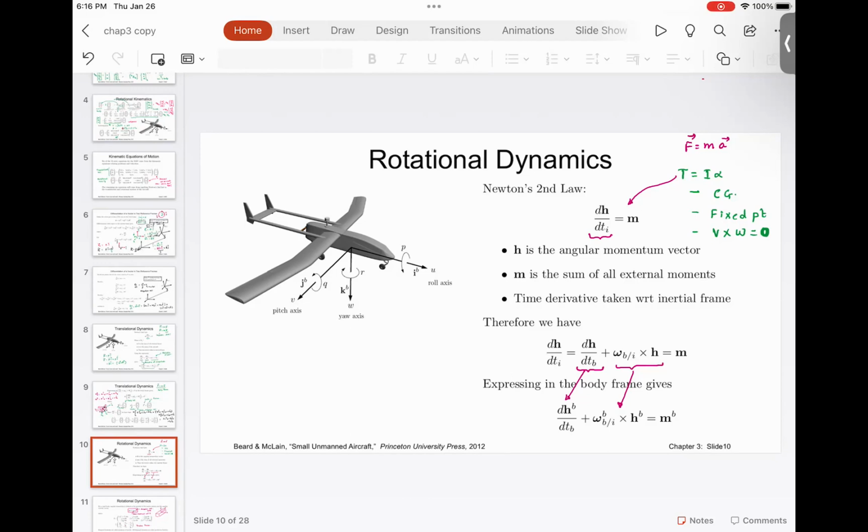And then you get this equation, something like ML squared theta double dot plus MgL sine theta is equal to 0. Remember, this is the equation that we applied: T is equal to I alpha.